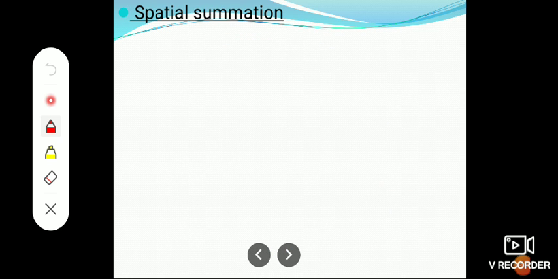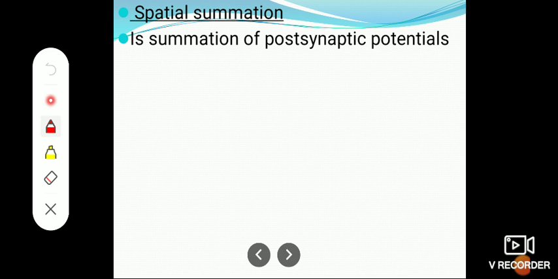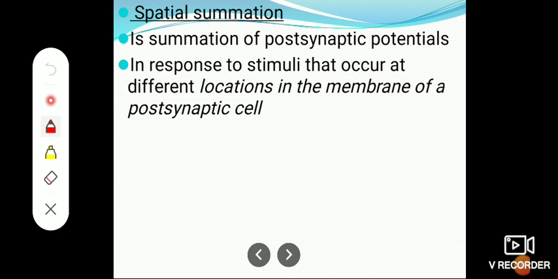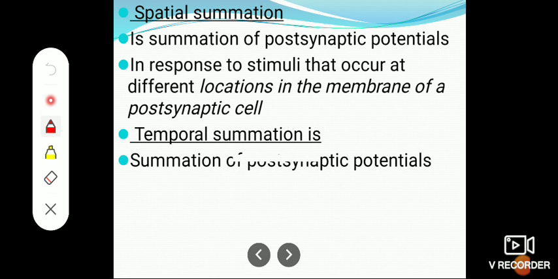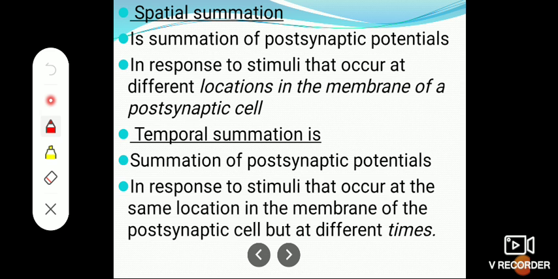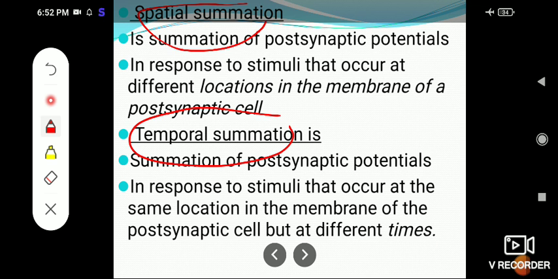Okay. So spatial summation is a summation of postsynaptic potential in response to stimuli that occur at different locations in the membrane of the postsynaptic cell. Temporal summation is a summation of postsynaptic potential in response to stimuli that occur at the same location in the membrane of the postsynaptic cell but at different times. So if you increase or decrease the duration of stimulation, that will lead to temporal summation. These are again two properties of synapse: temporal summation and spatial summation.